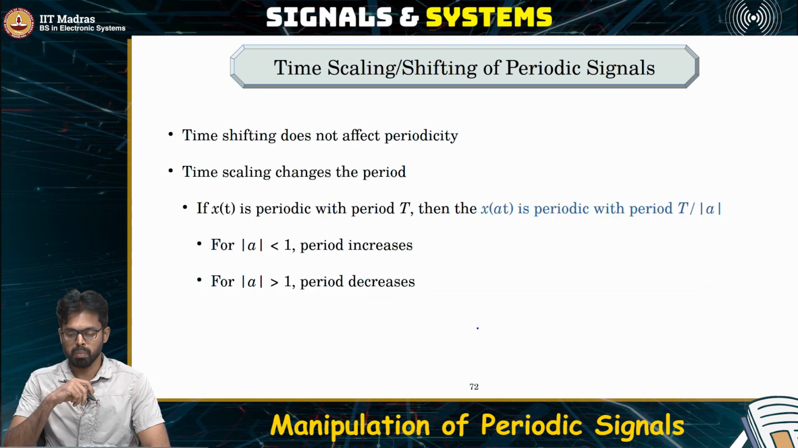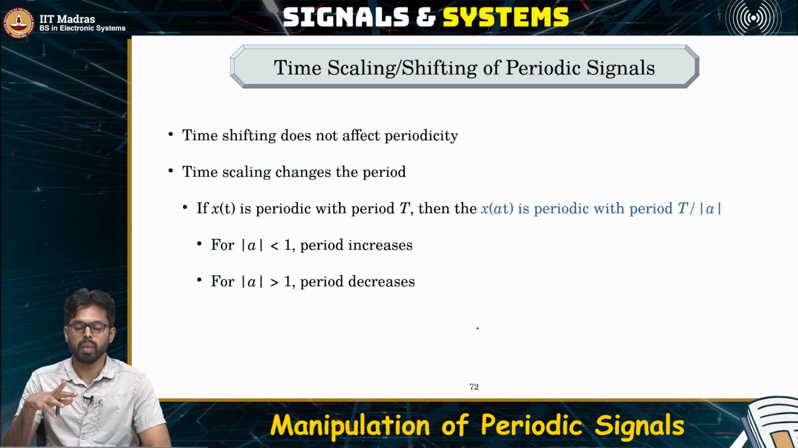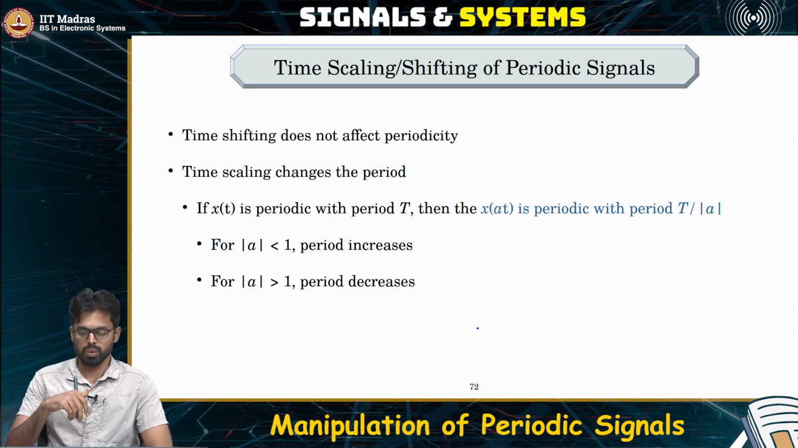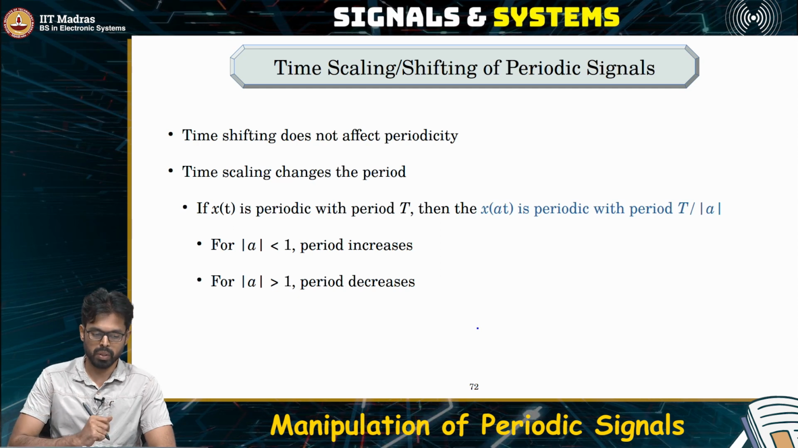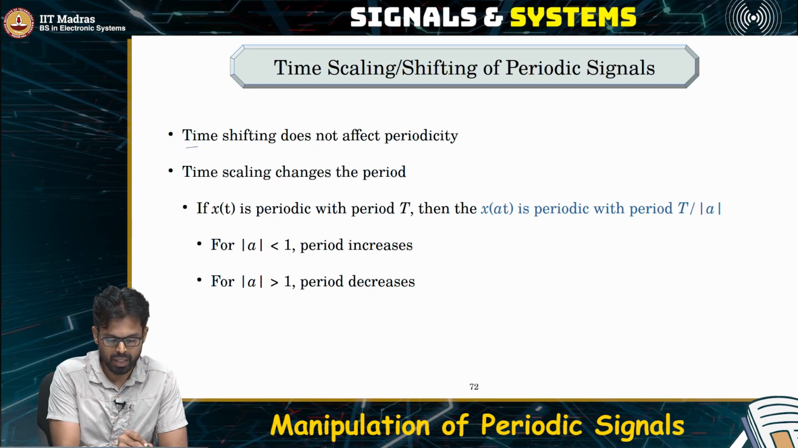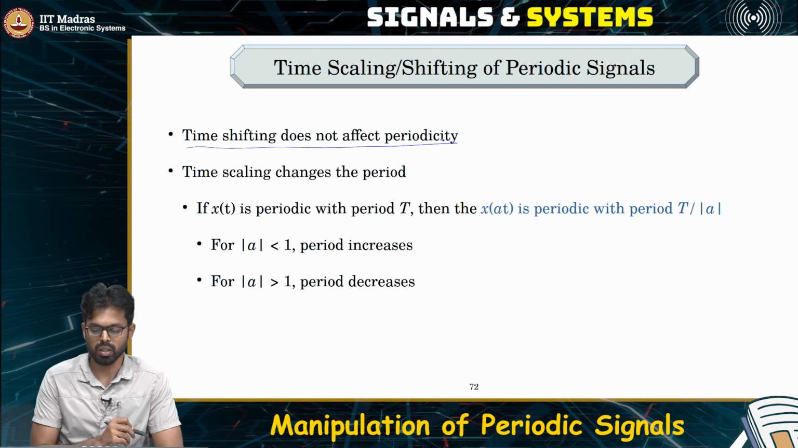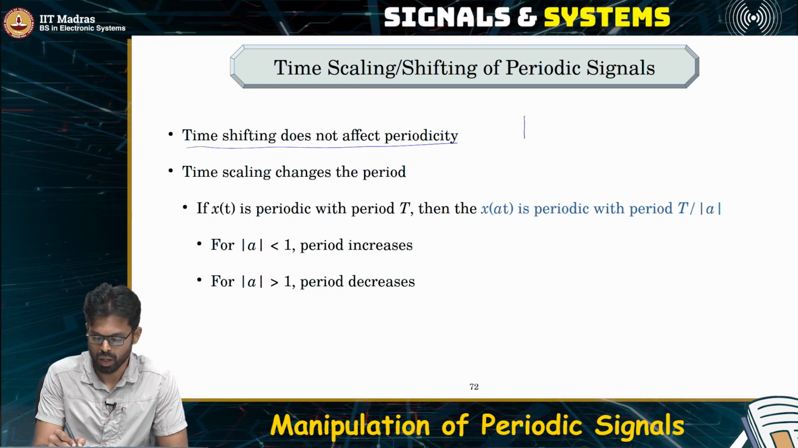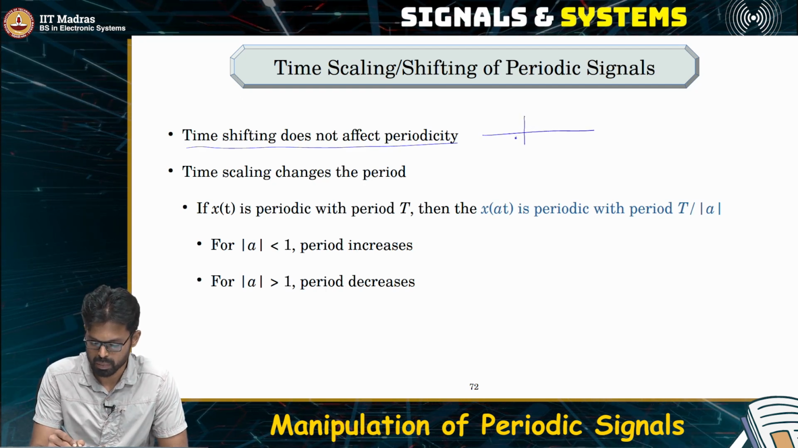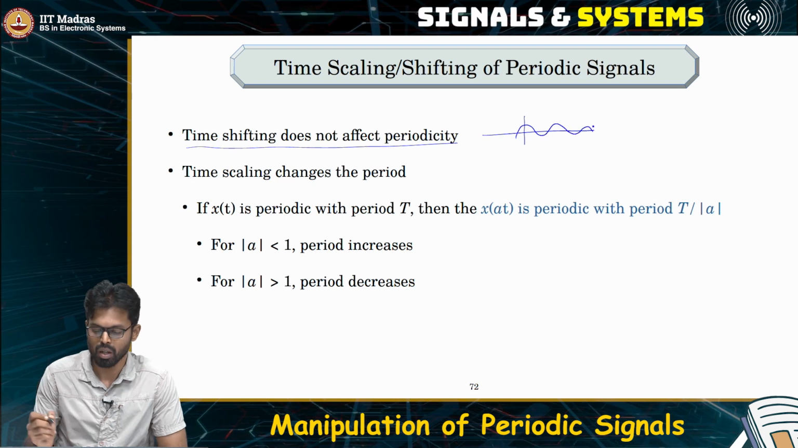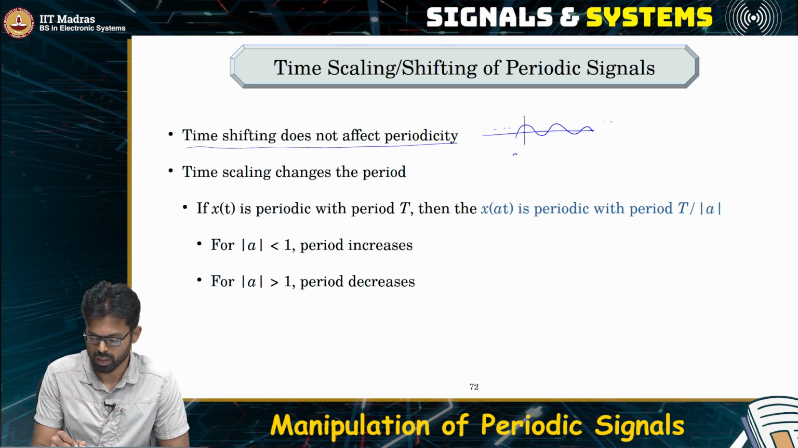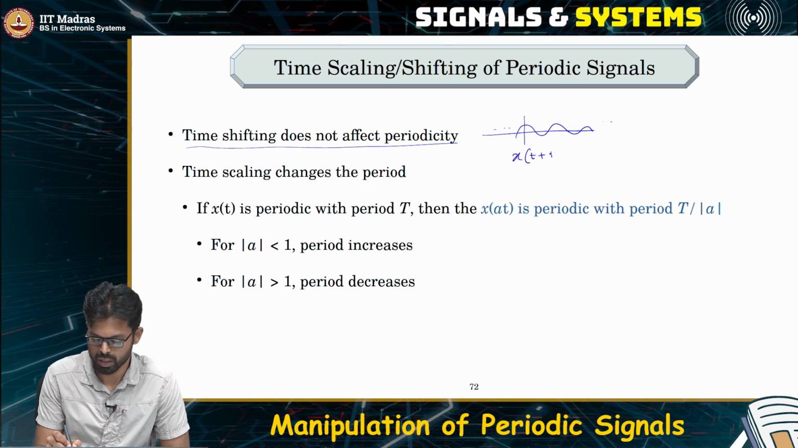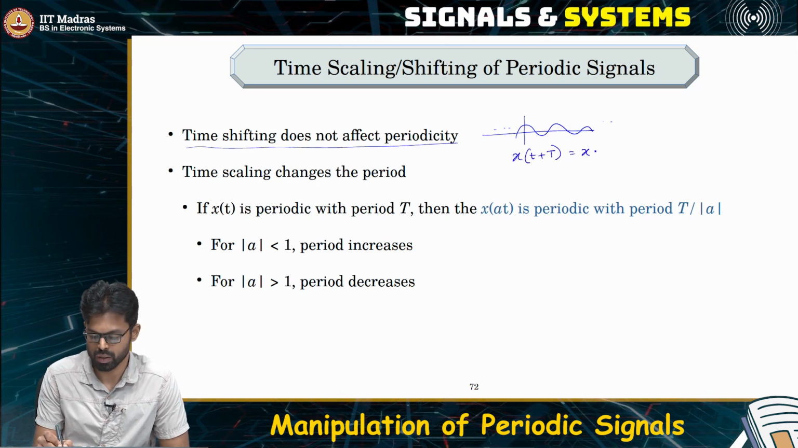Now we saw what happens to the periodicity when you add two signals or multiply two signals. Now what happens if you do a time shift or a time scale? What happens to the periodicity? So clearly time shifting does not affect the periodicity. Why is that? Because you have a signal something like this. No matter by what amount you move, x of t plus T will still be equal to x of t.